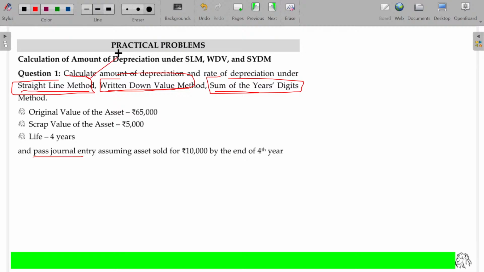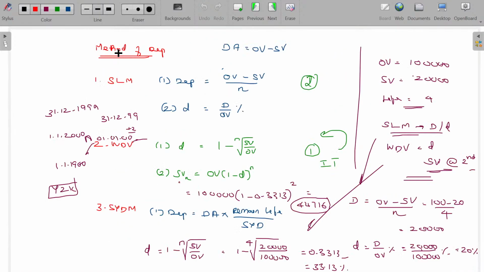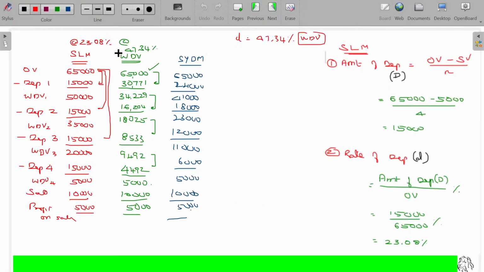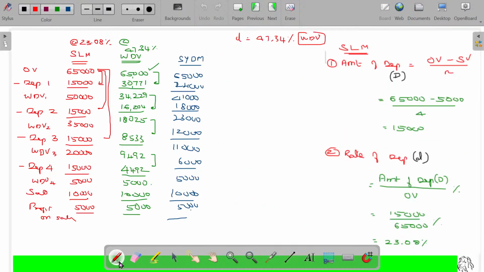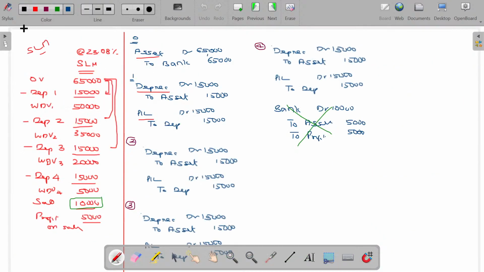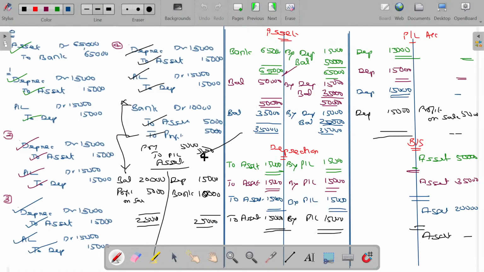In the previous class, I have completed calculating the WDV as well as the amount of depreciation every year and rate of depreciation every year under SLM method, and we have solved that here. This one, original value minus depreciation for the first year and goes on. And from this information, we passed the journal entry also in the previous class and prepared the ledger. So we have completed the preparation of the ledger also.